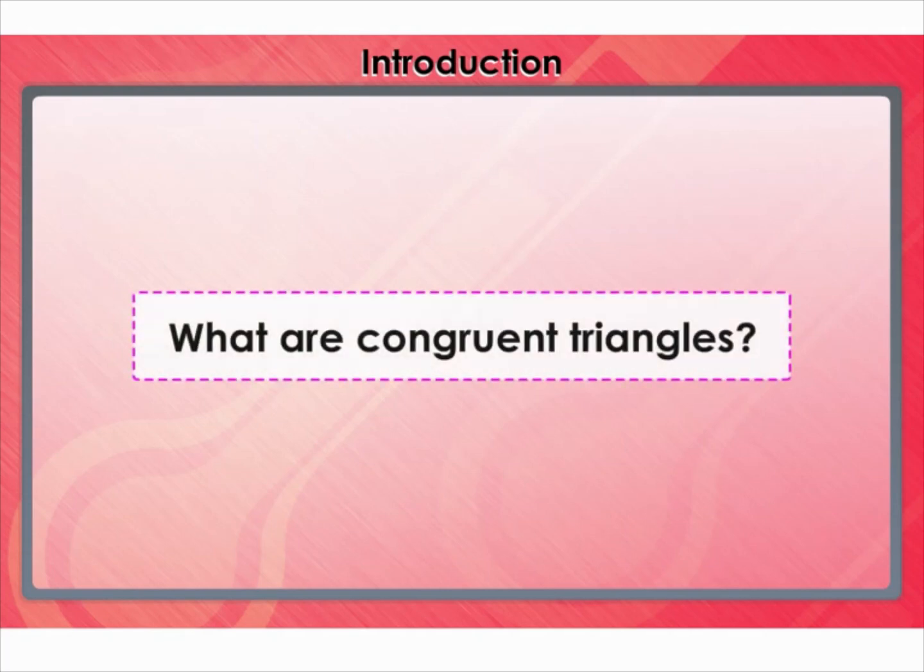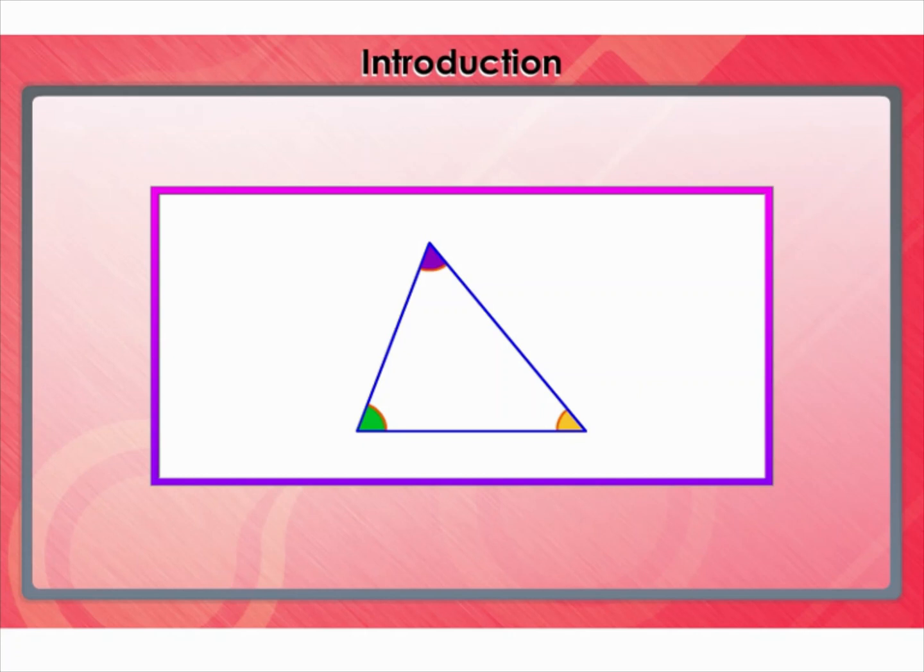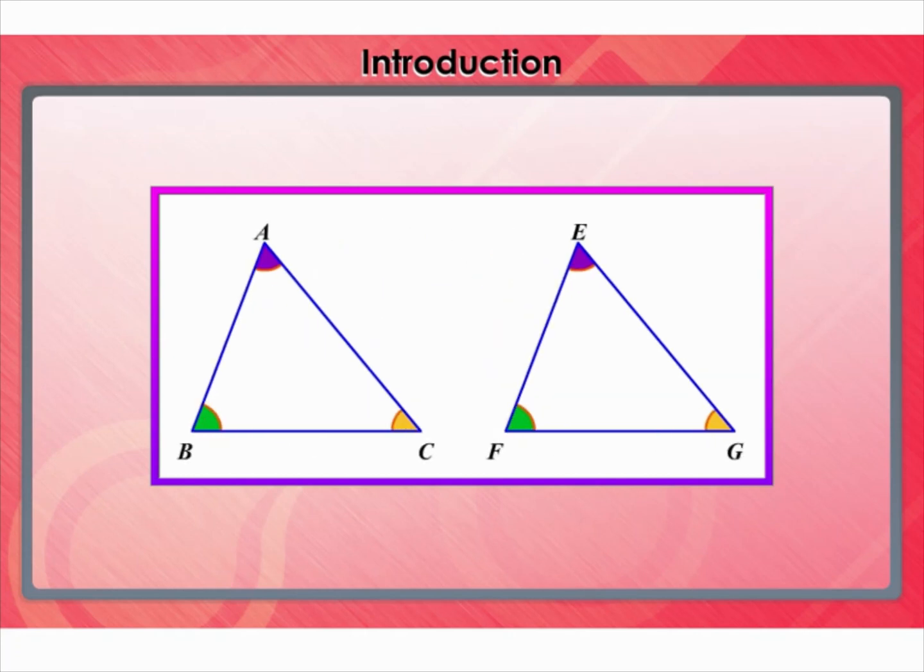Introduction. What are congruent triangles? Consider two triangles ABC and EFG, such that the corresponding angles are equal and corresponding sides of both the triangles are equal. The sides of the triangle ABC coincide with the sides of the triangle EFG. The angles of the triangle ABC exactly cover the angles of the triangle EFG.